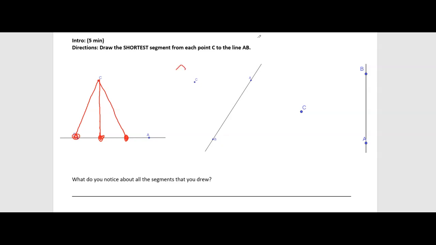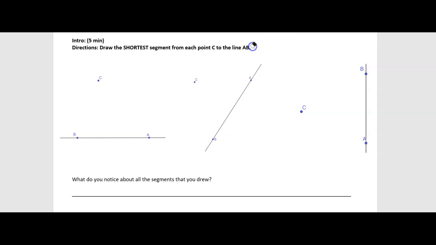And then you're going to come over to the second diagram and the third diagram. Once you draw the shortest segment from point C to line AB, and again, you're just trying to come up with one segment for all of these diagrams. Maybe you want to sketch a couple to see which one is the shortest, but then you eventually just want to have one. Once you do that, you're going to answer the question down below. It says, what do you notice about all the segments that you drew? There should be some common theme throughout all of them. So pause the video, attempt that, and then come back and listen to the discussion.